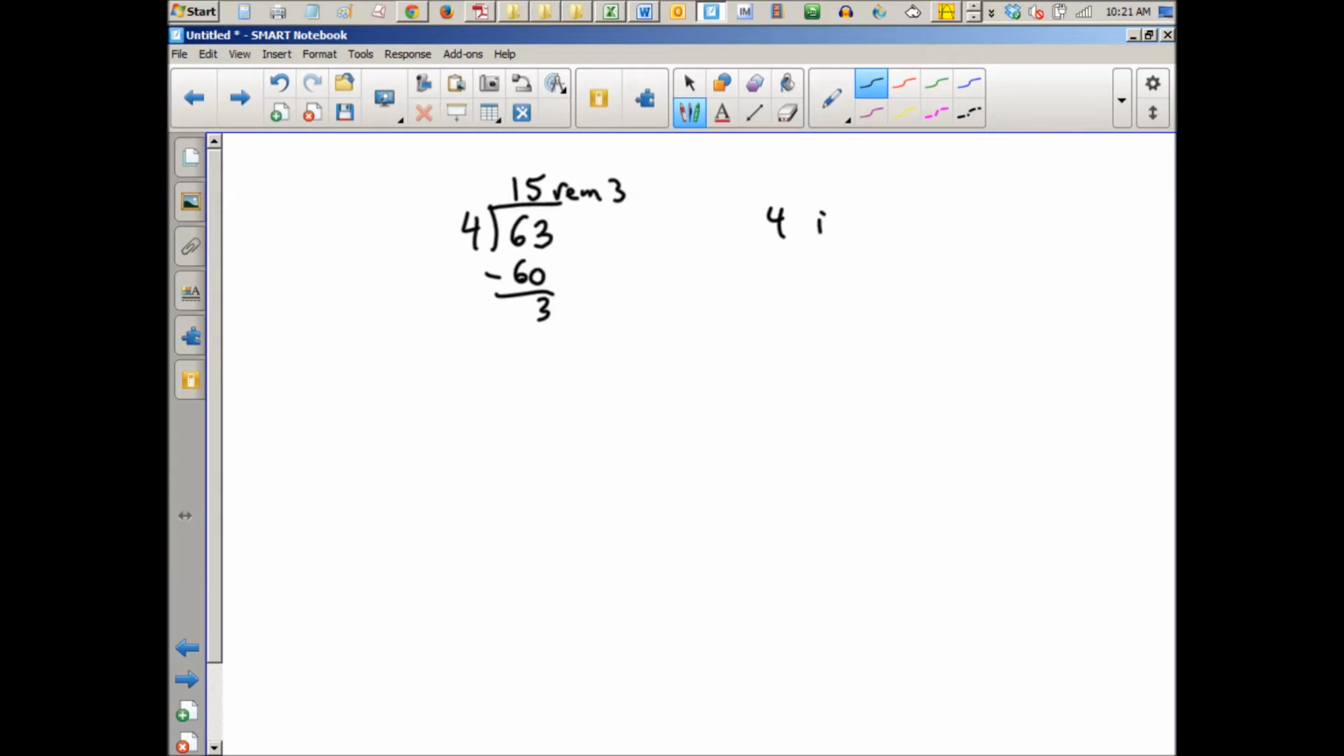So you would say 4 is not a factor of 63. Obviously, if the remainder is 0, then 4 would be a factor. Okay, so this is the first important idea.